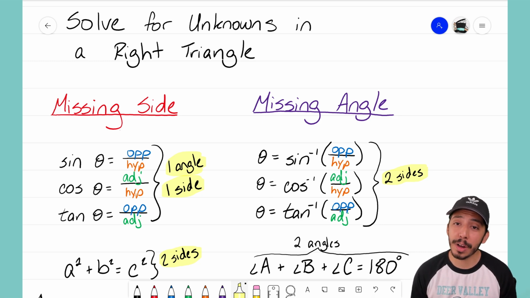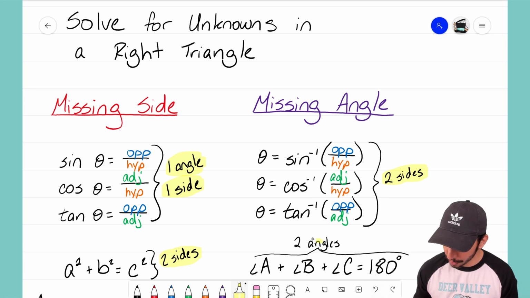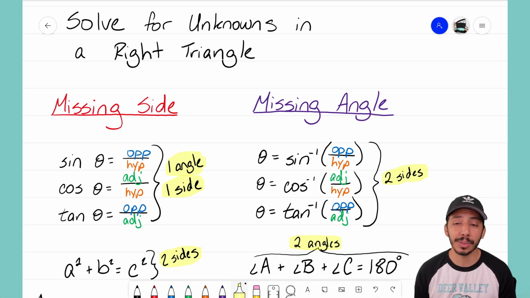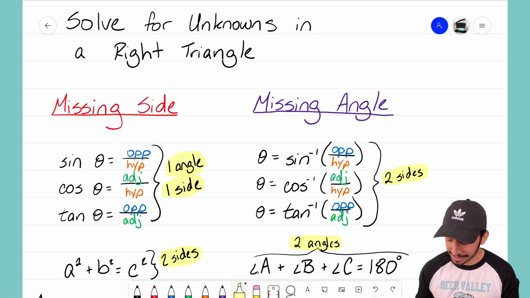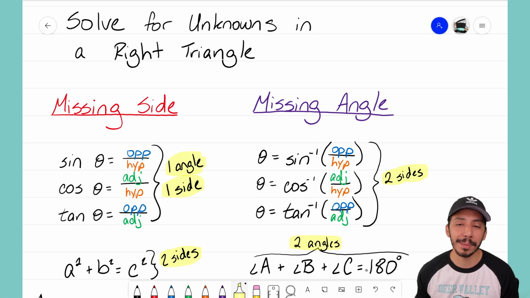Now, let's say we do have a right triangle, and we already know two angles. Let's say I know the 90-degree angle, and I know another angle in that right triangle. Well, we can remember that our triangle angle sum theorem tells us that all three angles in a triangle add to 180. So if you know two angles, you really don't need to use inverse sine, cosine, or tangent. Instead, you can just subtract those two angles that you know from 180.